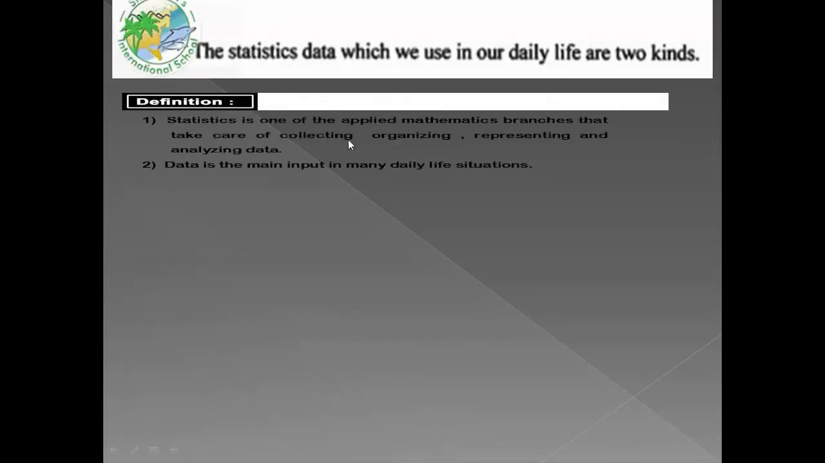Hello, primary 6. Today we will take the last unit in this year, in this term, unit 4, kinds of statistical data. The statistical data which we use in our daily life are two kinds.